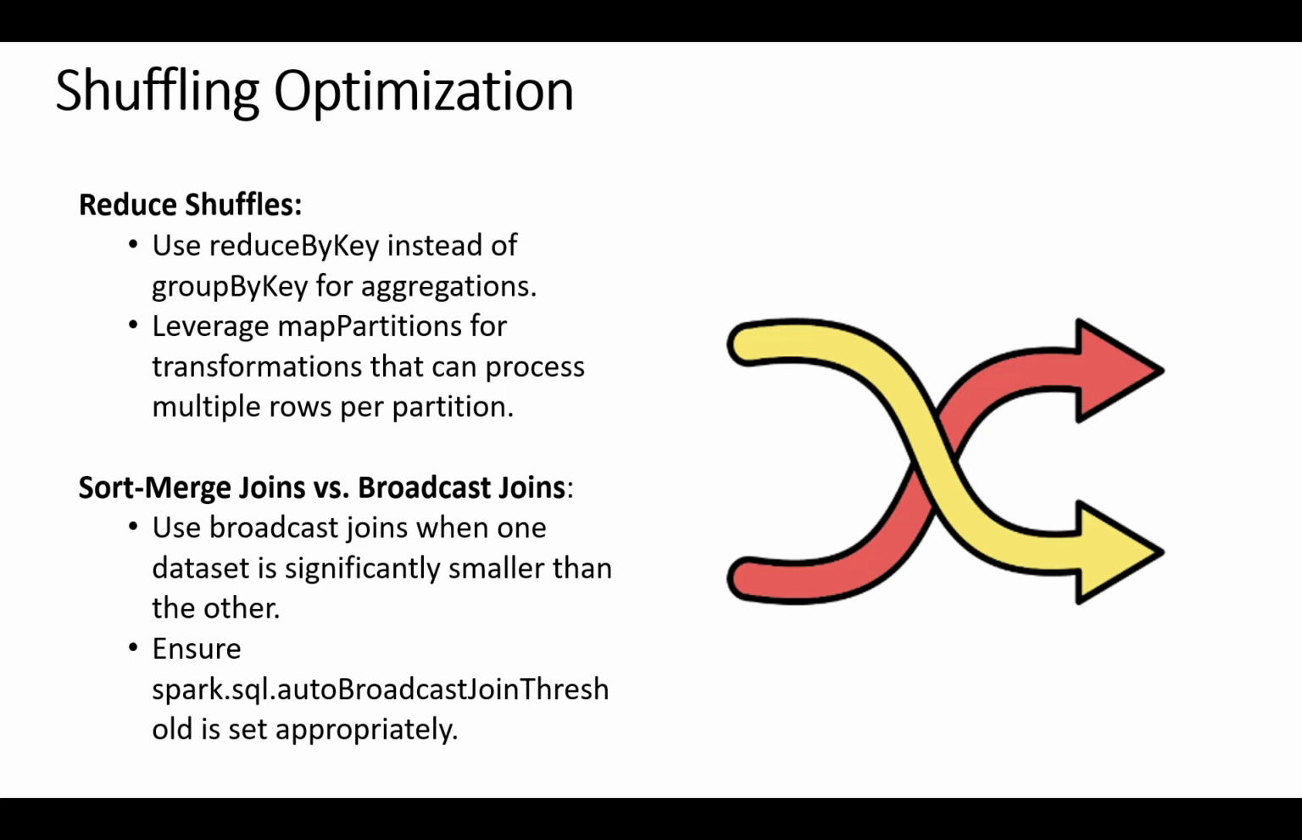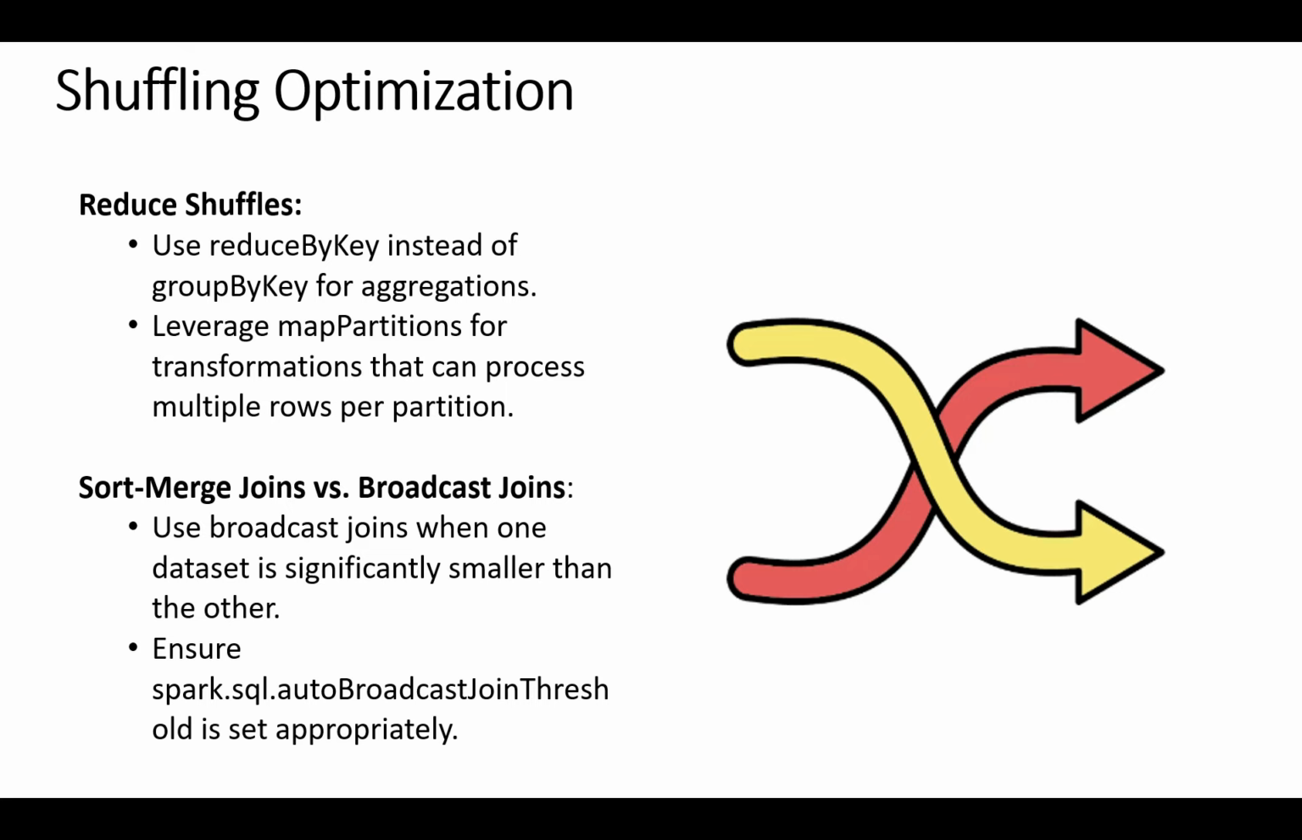Broadcast joins are good only when one of the data sets is small and the other is big. So you can actually do a broadcast join. Otherwise, what should be preferred is a sort merge join. And there is a property in Spark, which is spark.sql.autoBroadcastJoinThreshold.